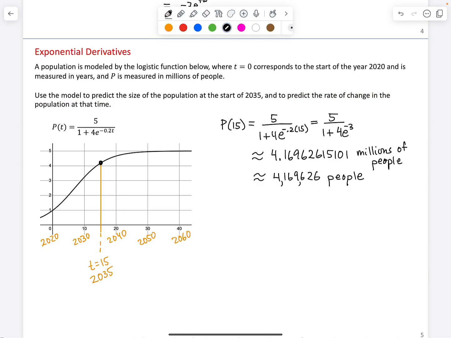Well, rate of change will be a slope in this context, and the rate of change at that moment in time would be an instantaneous rate of change. In other words, the slope of a tangent line, which I've drawn here, and our goal is to find that slope. So we've got to find the derivative next.